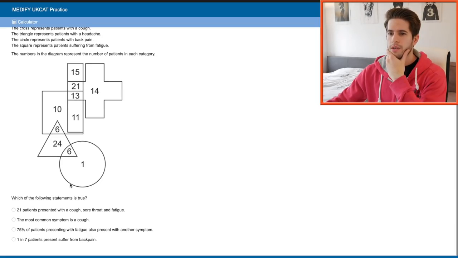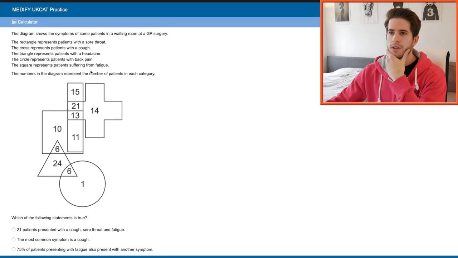So let's start with the statements here. 21 patients presented with a cough, sore throat, and fatigue. So cough is the cross, sore throat is the rectangle, and fatigue is the square. So cross, rectangle, and fatigue is this crossover point here, which as you can see is 13, not 21, so A is wrong. The most common symptom is a cough. Cough is the cross, and there are 14 plus 21 plus 13 people that have a cough. So that adds up to what? 21, 25, 35, 38, 48.